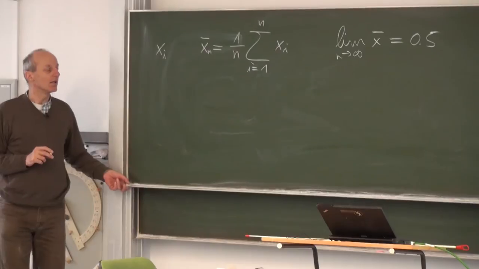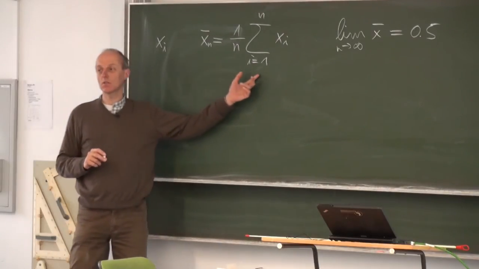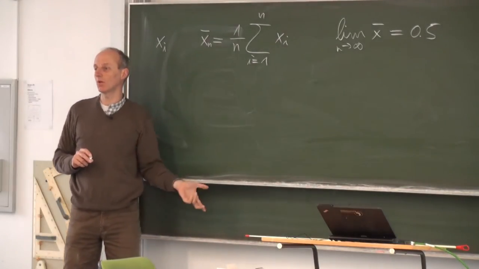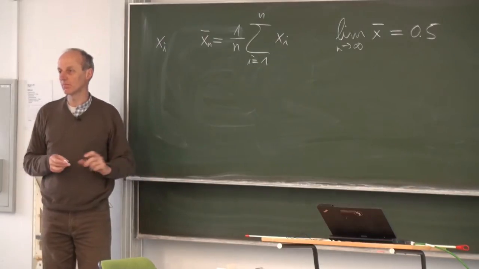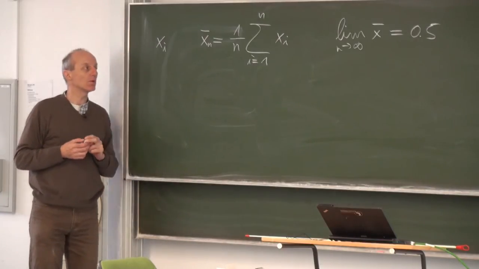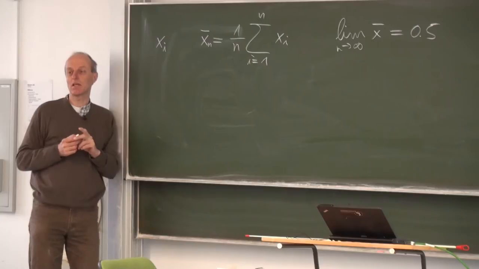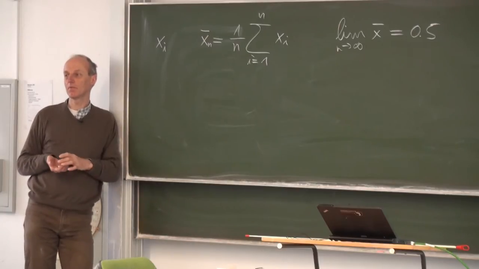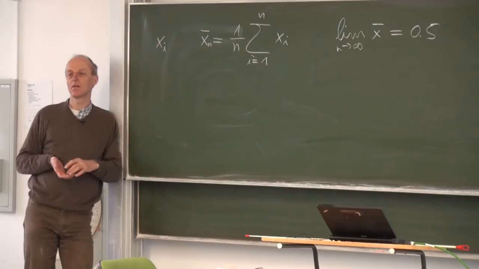Okay. And now the critical question is, how much deviation from 0.5 do we allow? And now what we will use is the central limit theorem. I hope you all remember it. It's not too long ago, maybe two or three months, in the winter semester. Who can tell me something about the central limit theorem?